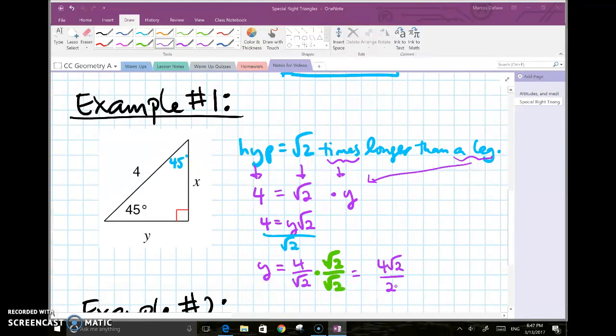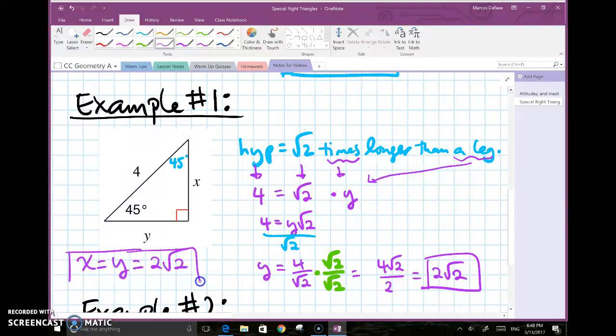And now that this 2 in the denominator is free, I can simplify these two. Oh, that looks horrible. Sorry about that. I can simplify my 4 and 2, and I get 2 radical 2, and that would be my answer. Now, I have to remind you that x and y are both the same value. So now that I have the value of y, I automatically know the value of x, and I can write my answer as follows. I can say x is equal to y, which is equal to 2 radical 2. And with that, we are done.